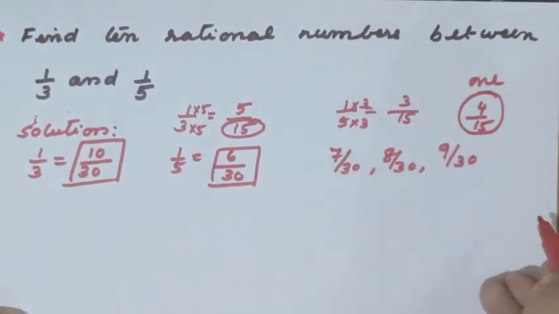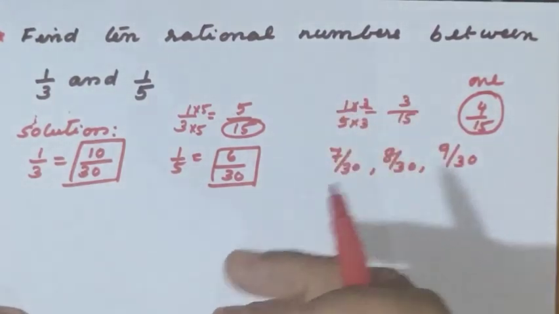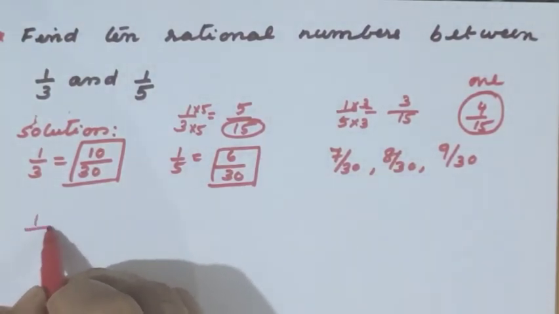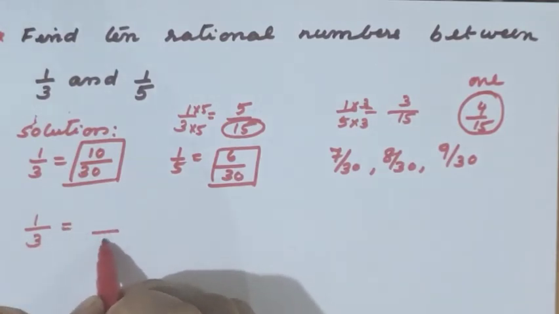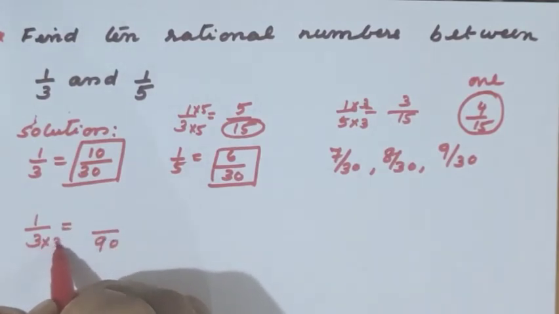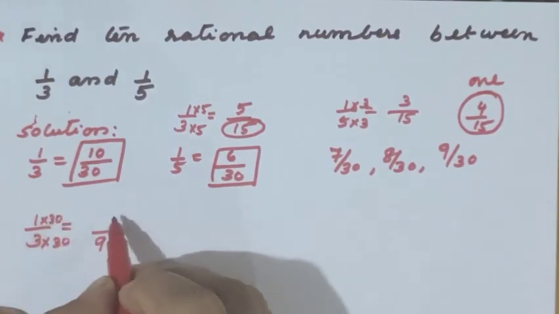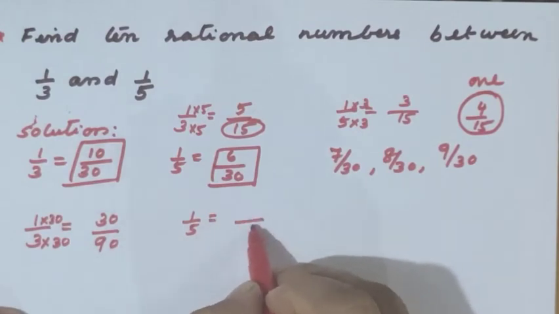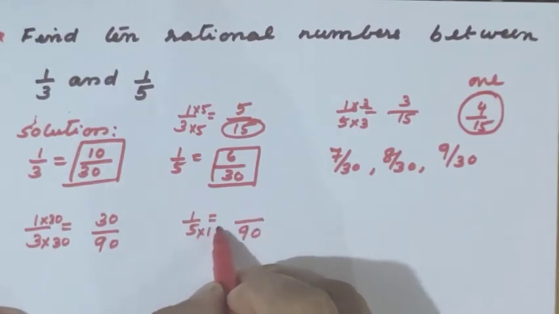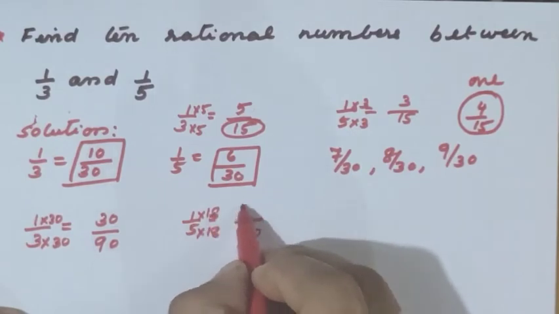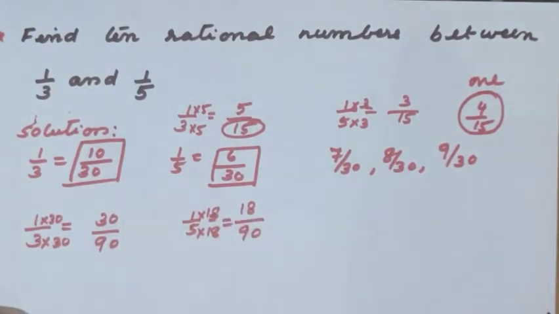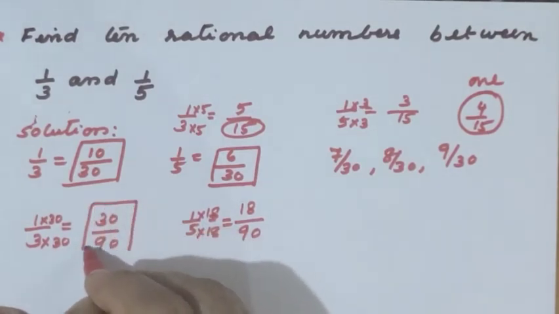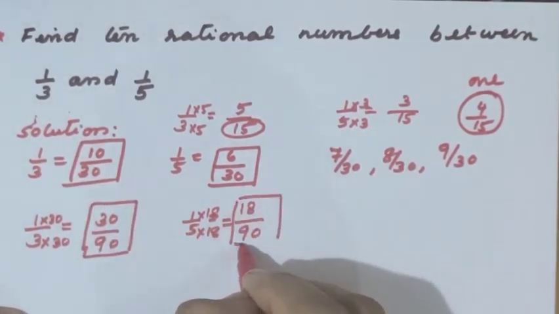Still our requirement is not satisfied. That means you have to make the denominator bigger. So let us try for 90 now. So 1 by 3 equal to something by 90. The multiplication factor is 30, so here also 30. So 30 by 90. Now 1 by 5 we can also make into 90. That means 18 is the factor. Here also 18, so we got 18 by 90. So our numbers are 18 by 90 and 30 by 90.